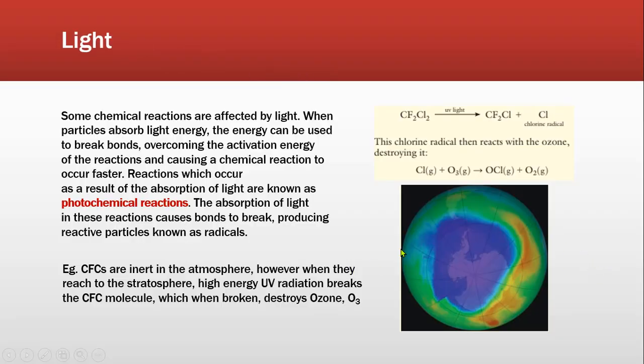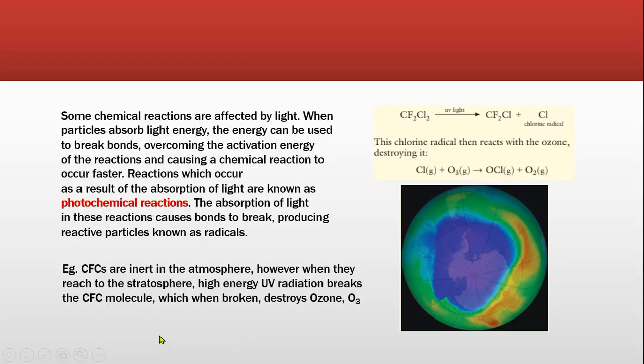Our next factor is light. Some chemical reactions are affected by light. When particles absorb light energy, the energy can be used to break bonds, overcoming the activation energy of the reactions and causing a chemical reaction to occur faster. Reactions which occur as a result of the absorption of light are known as photochemical reactions. The absorption of light in these reactions causes bonds to break, producing reactive particles known as radicals.